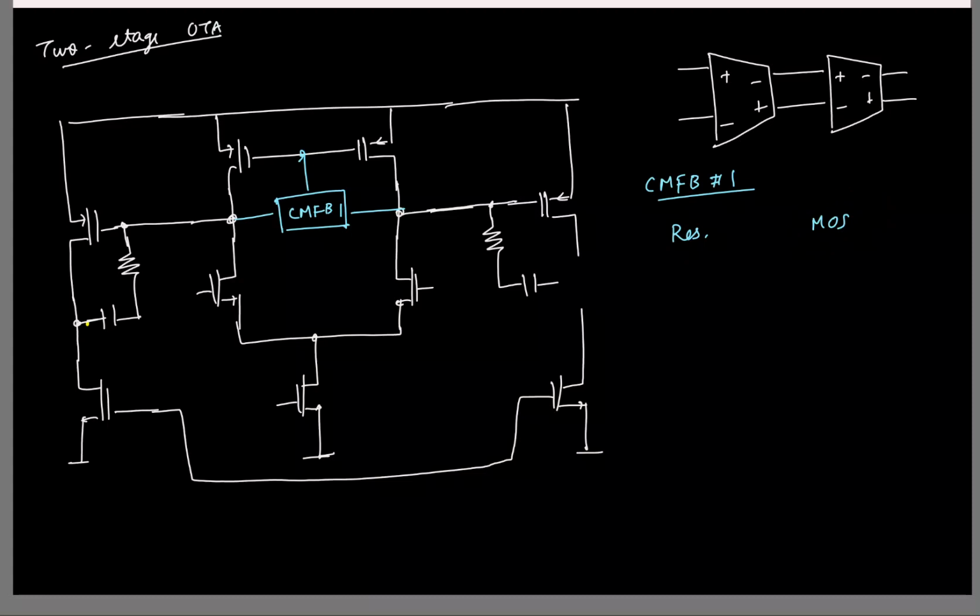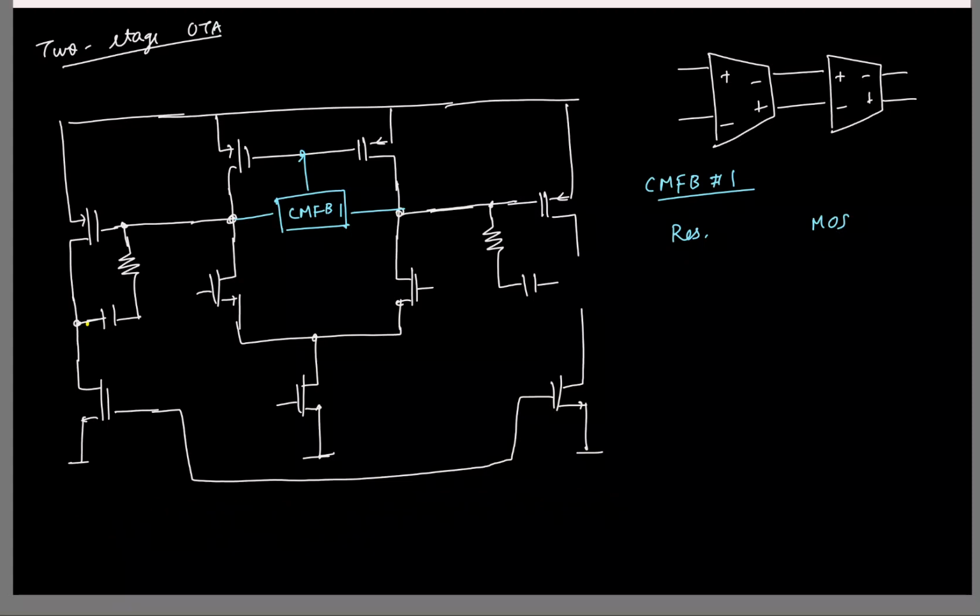So here, what do you think might be a reasonable choice for the first stage? Why? Okay, let's see. What is the issue with using a resistor? Loading. What will loading do? DC gain. It will reduce the DC gain. So in the two-stage OTA, which stage is contributing to the bulk of the gain? The first stage, right?